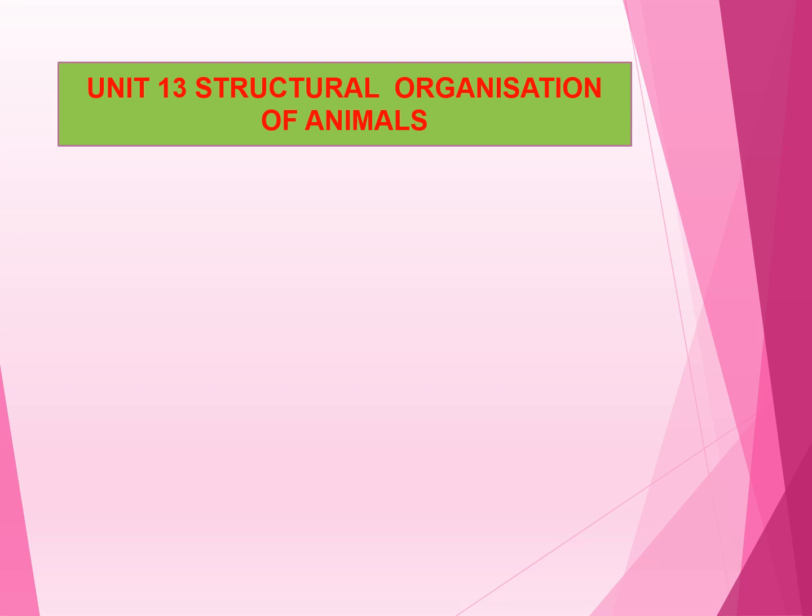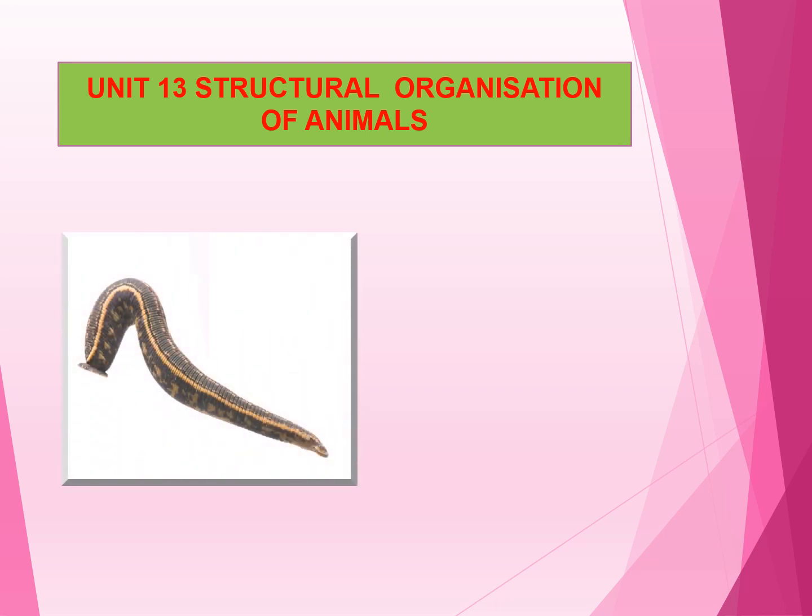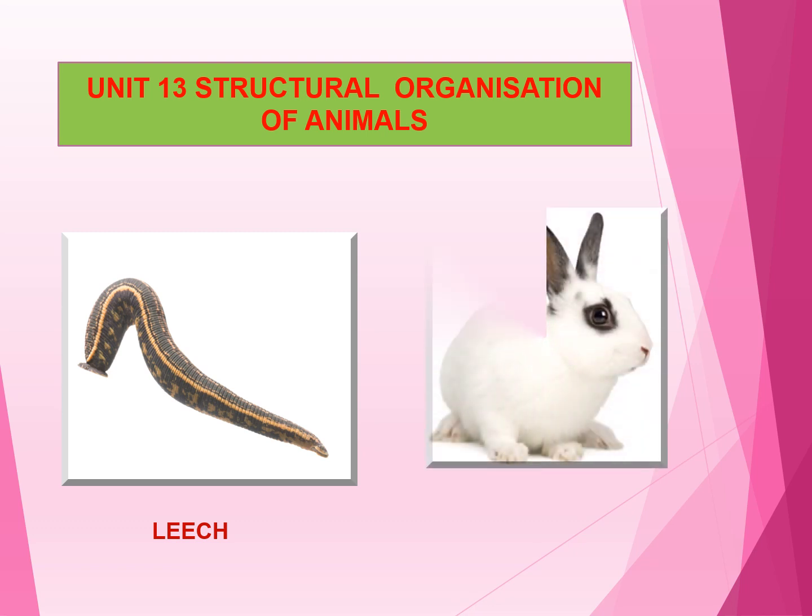Structural organization means the organs present, the outside structure of the organism, and the mode of reproduction of the animals existing on earth. In this chapter, we will understand the structural morphology, that is the outside structure, and anatomy, that is the organs present inside and their function. In invertebrates, the example is leech, and in vertebrates, the example is rabbit.